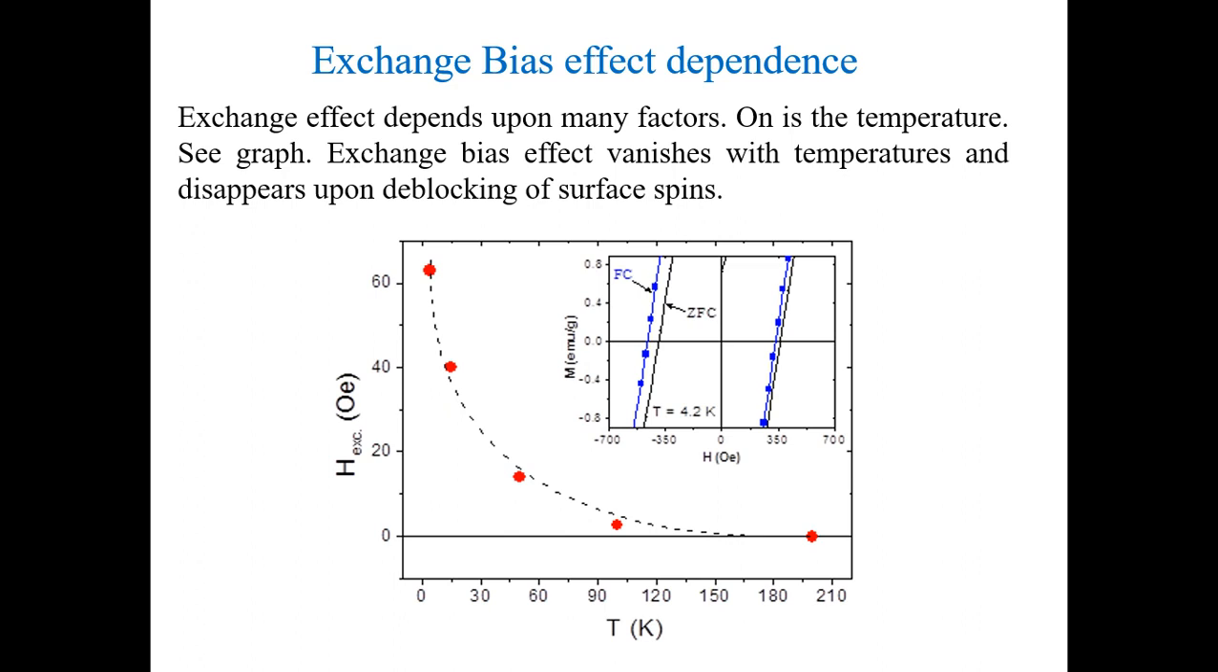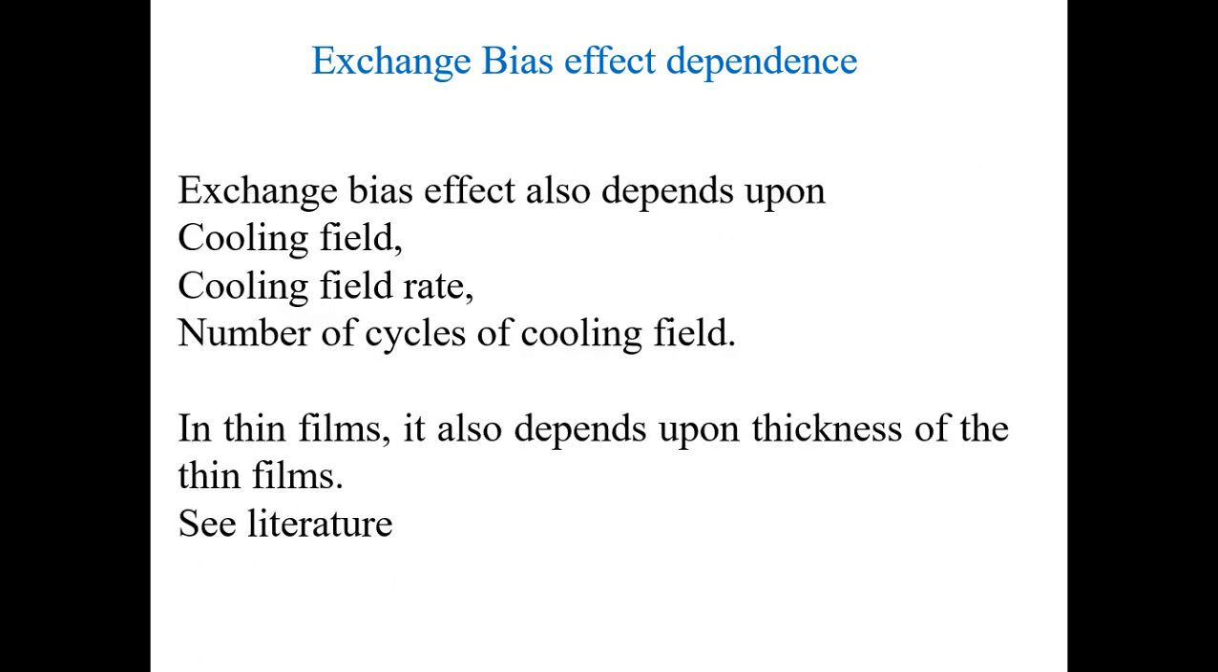the exchange field decreases rapidly. It is due to the fact that with increasing temperature, the thermal energy becomes dominant, there are thermal fluctuations, and also the surface spins become defrozen, and you lose this exchange interaction in these nanoparticles. So the exchange bias effect also depends upon the cooling field, the cooling rate of the cooling field, and the number of cycles of the cooling field. In thin films, it also depends upon the thickness of the thin films.